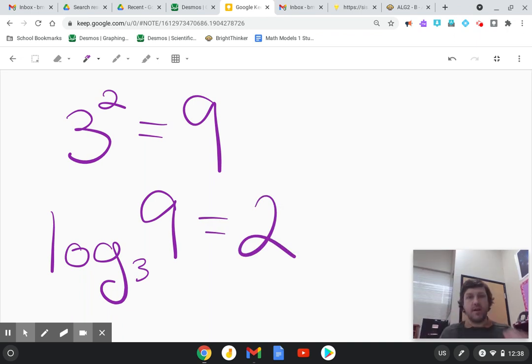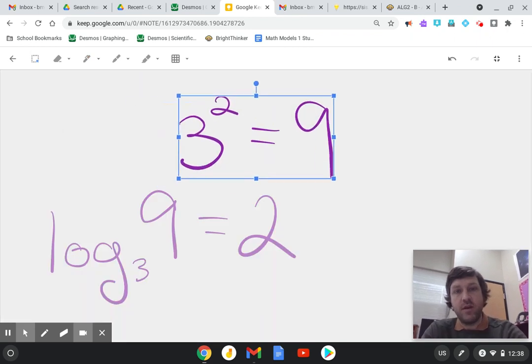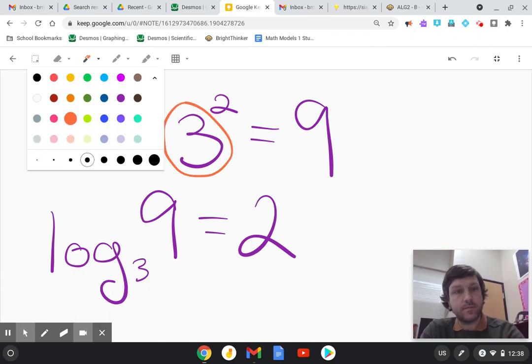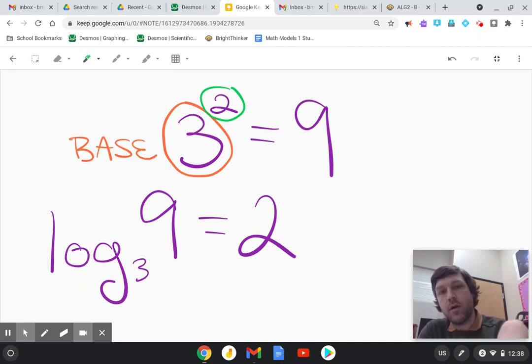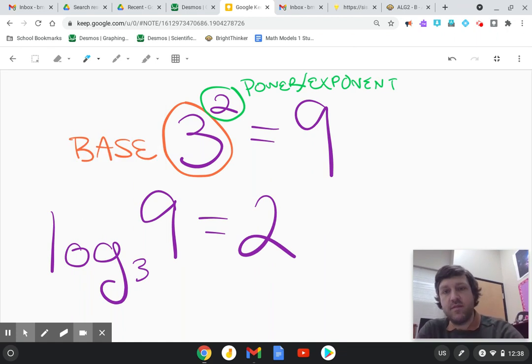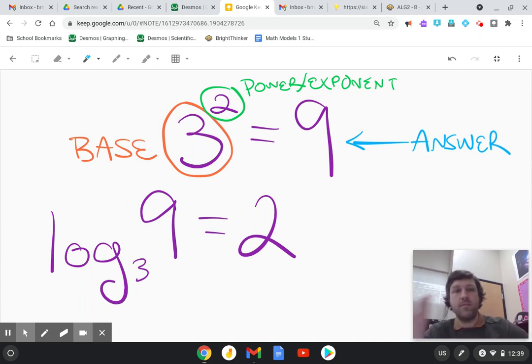So let's talk about how these things map onto one another. You can see here that originally, when we first learned about exponents, this is what we call the base. This is what we call the power, or the exponent. And then, of course, we have what you might say is the answer to that problem. The base 3, power 2, and the answer is 9.